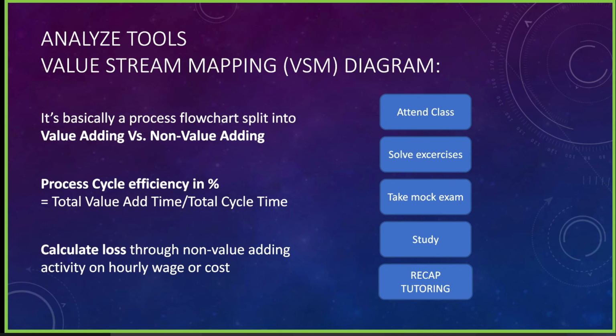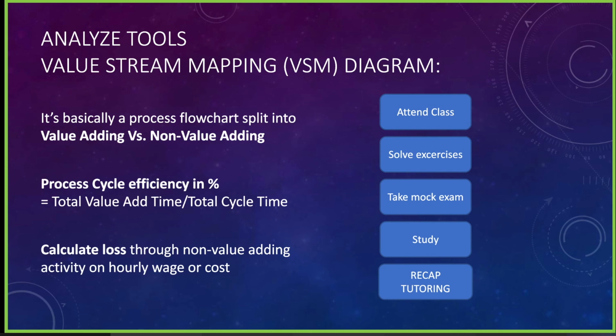Then we have the value stream mapping diagram, which is also a part of the analyzing tools. It's basically, if you remember the flow chart from the define part, it's basically that. But now we split it into value adding versus non-value adding. For example, when I study math, doing exercises would be value adding. But going onto Instagram and just getting distracted would be non-value adding, obviously.